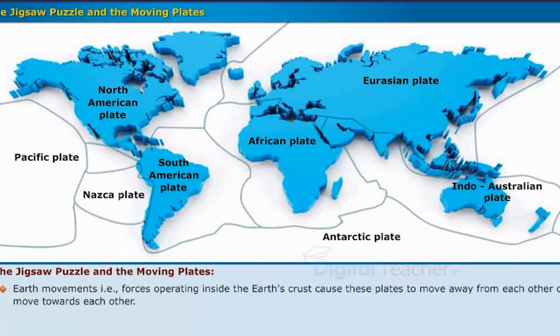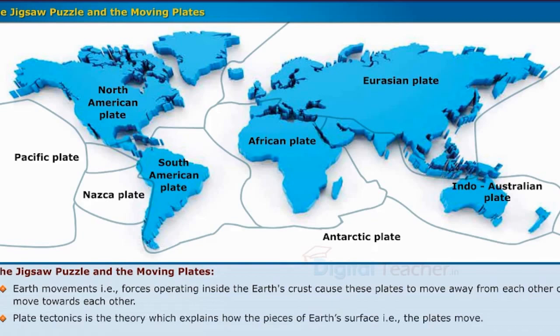Earth movements, that is, forces operating inside the Earth's crust, cause these plates to move away from each other or move towards each other. Plate tectonics is the theory which explains how the pieces of the Earth's surface, that is, the plates, move.